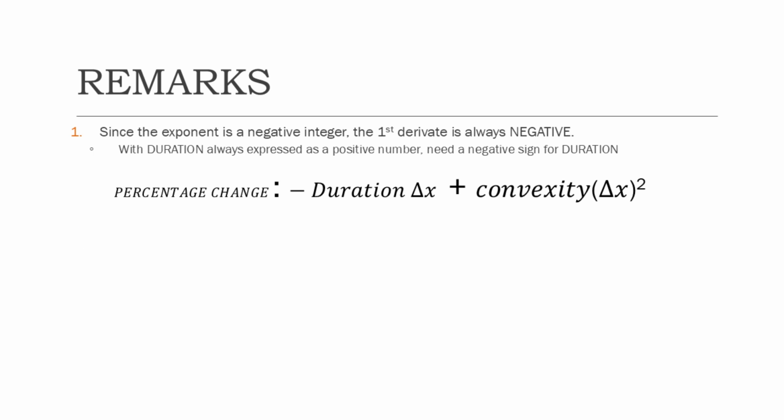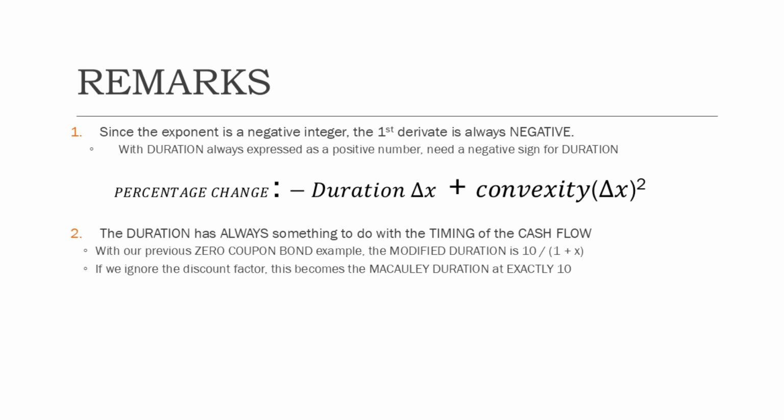Now the duration has always something to do with the timing of the cash flows. With our previous zero coupon bond example, the modified duration is 10 all over 1 plus x. If we ignore the discount factor, meaning the 1 plus x, then this becomes the Macaulay duration, which is exactly 10.